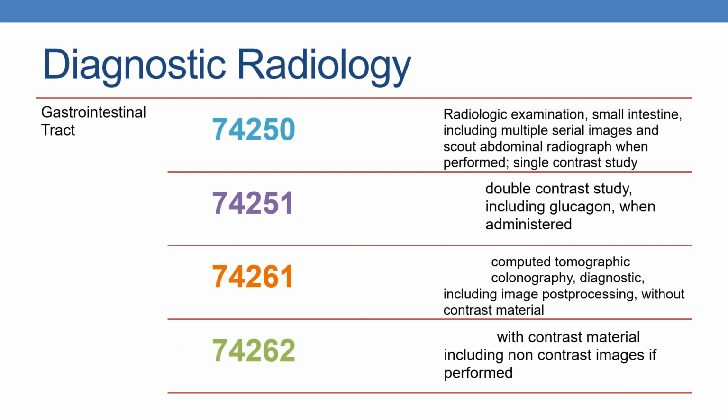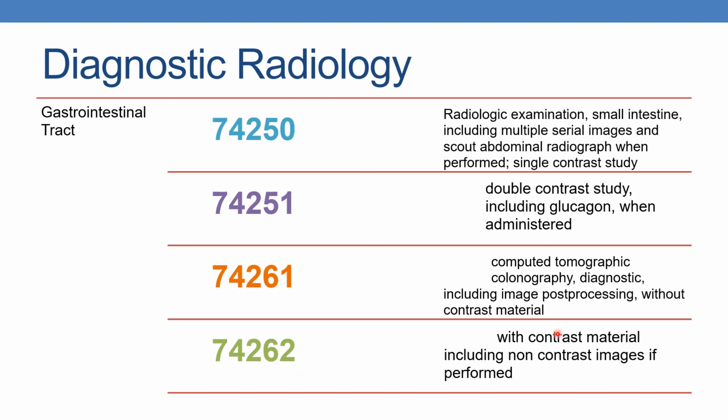The next CPT is 74250, which is nothing but radiological examination, small intestine, including multiple serial images and scout abdominal radiograph when performed, single contrast study. Whereas 74251 indicates X-ray of small intestine, double contrast study, including glucagon when administered. The next is 74261, which is nothing but CT colonography diagnostic, including image post-processing without contrast material. CT colonography is given by 74261.